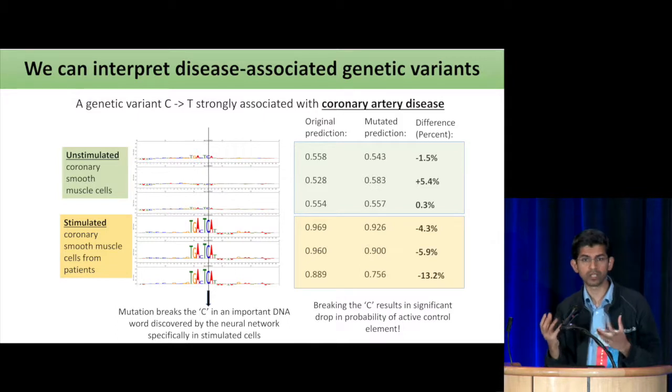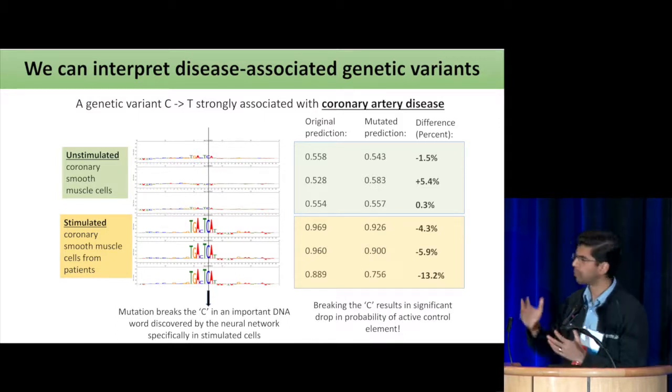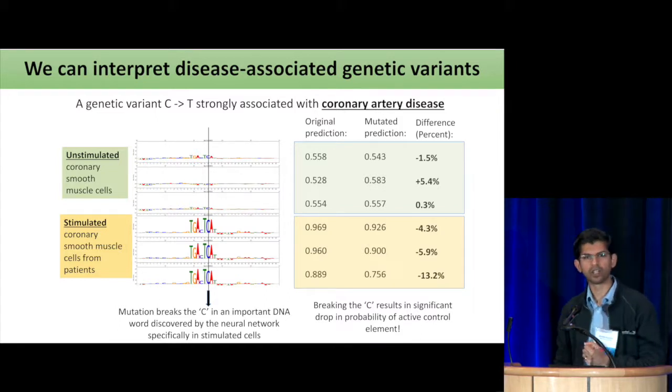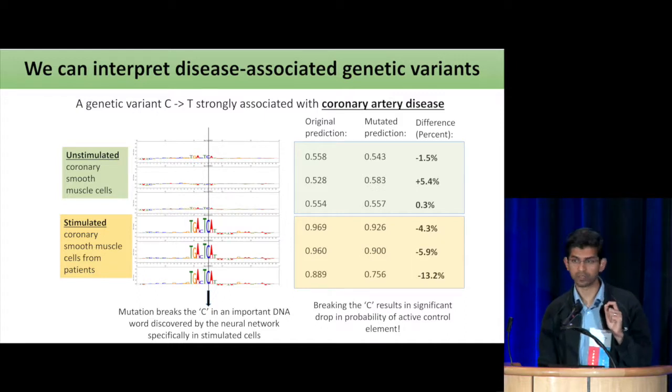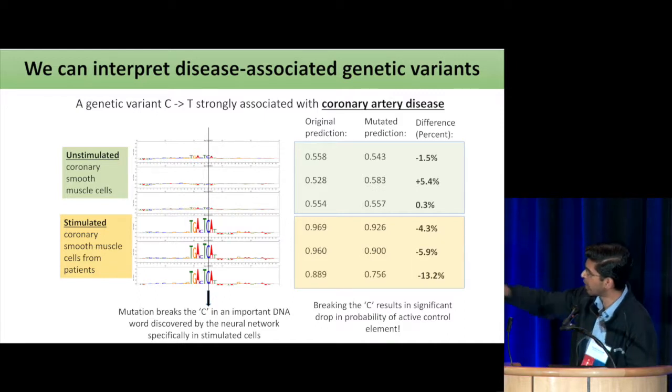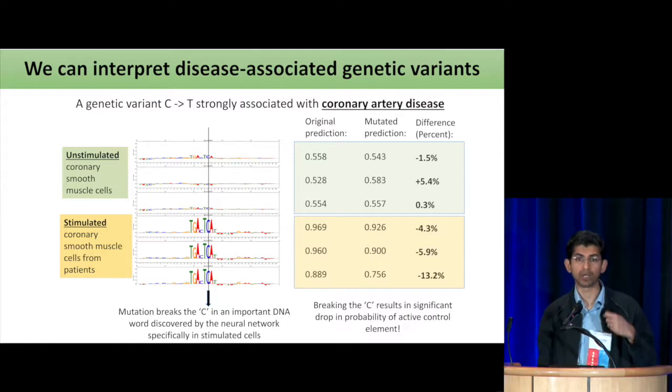Coronary smooth muscle cells are a really important tissue type for understanding coronary heart disease, but the neural net says it's not very relevant. However, now if you switch to stimulated coronary smooth muscle cells, all of a sudden, the neural network now says, oh, there's a really important DNA word right there. It's a binding word corresponding to a very specific protein, and if you mutate the C to a T, you actually see a dramatic decrease. If you see the column to the right at the bottom, you see a negative 13.2 decrease in the probability that that element will activate.